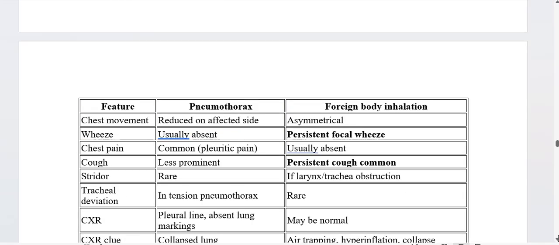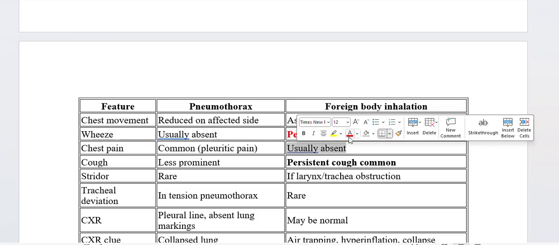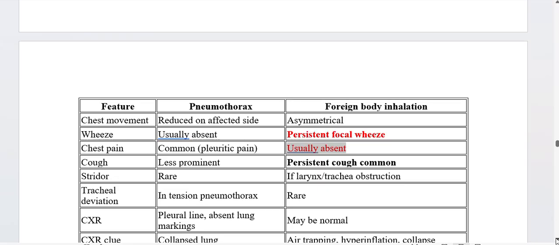Chest movements are asymmetrical, reduced on the affected side. Wheeze is absent in pneumothorax, but persistent vocal wheeze in foreign body. Remember that, it might help us in the scenario. Chest pain is common in pneumothorax and usually absent in foreign body. Coughing is less prominent in pneumothorax, persistent cough is common in foreign body. Stridor is rare, but if there is larynx or trachea obstruction, then stridor. Tracheal elevation is rare, but it might be possible.